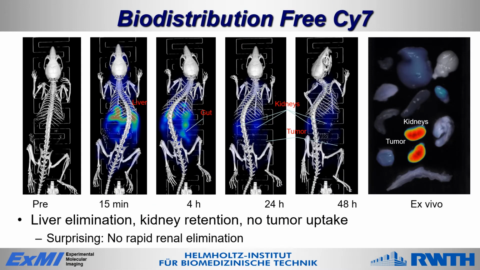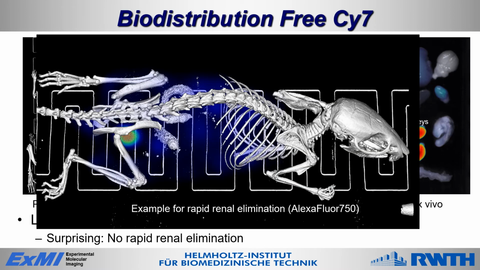The FLT-CT results from using the Cy7 dye showed that we had a strong liver signal, and then signal in the gut, and then at the last time points signal in the kidneys. The ex vivo organ imaging also confirmed this. It was a bit surprising that we didn't see a strong renal elimination, which would look a bit different. Like this, it would show a strong signal in the urinary bladder. This is an example from the dye Alexa Fluor 750.